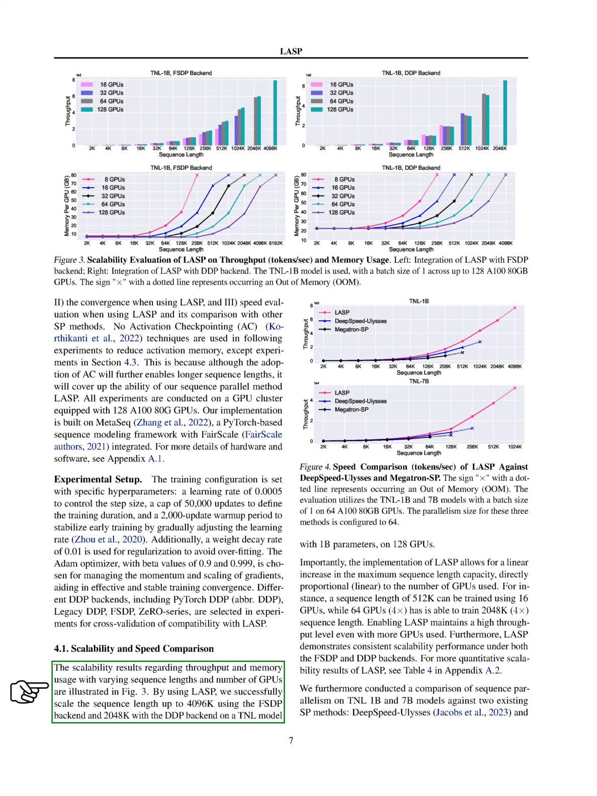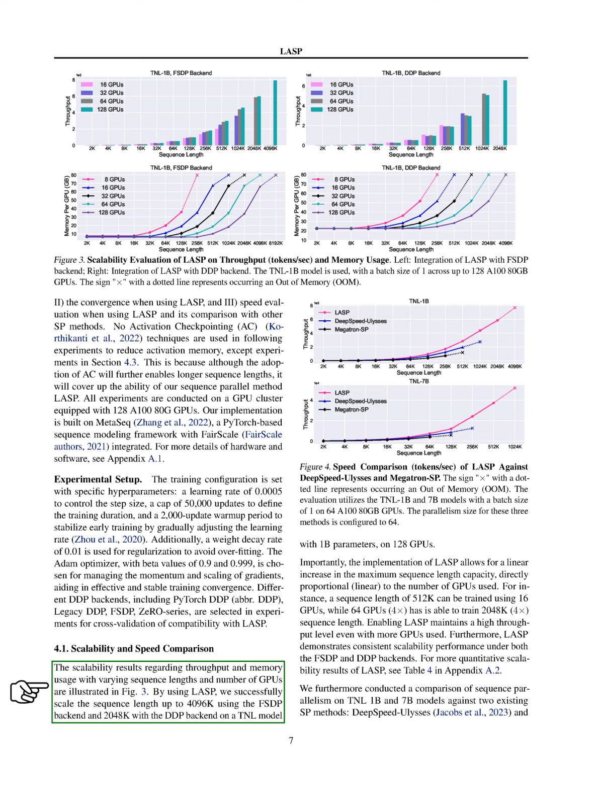Our experiments show that with the LASP implementation, we were able to scale the sequence length up to 4096K using the FSDP backend and up to 2048K using the DDP backend on a TNL model with 1 billion parameters, running on 128 GPUs. One key finding is that the LASP implementation allows for a linear increase in the maximum sequence length capacity, which means that as we increase the number of GPUs, we can also increase the sequence length proportionally.